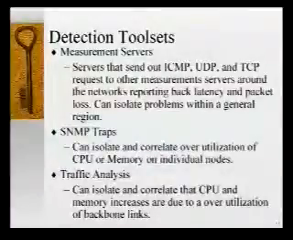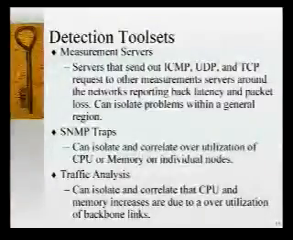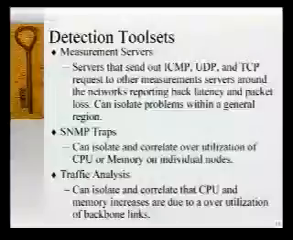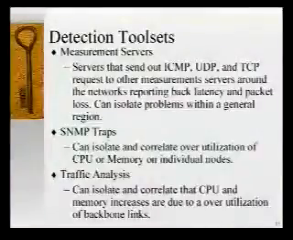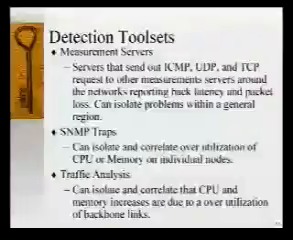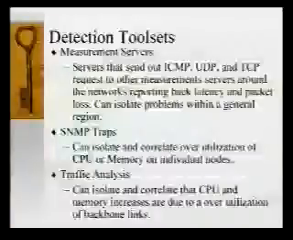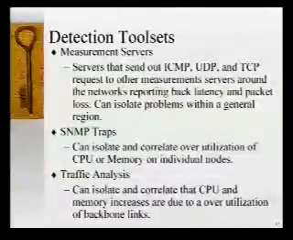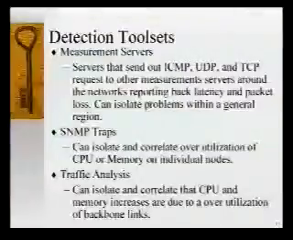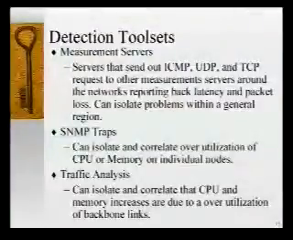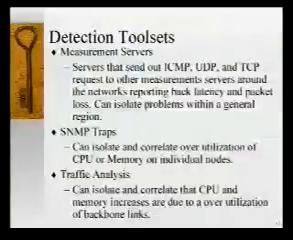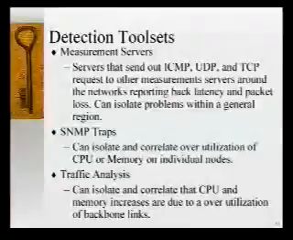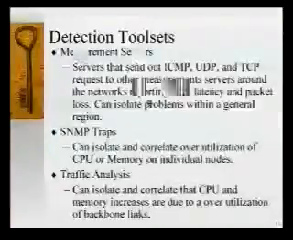So SNMP traps can isolate and correlate over utilization of CPU or memory. So now you get an SNMP trap, and let's say it comes from the LA router. So now we have it isolated, not just San Fran or LA, it's most likely going to be LA. Traffic analysis can correlate CPU and memory increases and overutilization of backbone links. So now we have our TA system that reports, well, we have an overutilized POS IP link on that LA GSR. So now we've got it isolated to a link on the router within the city.